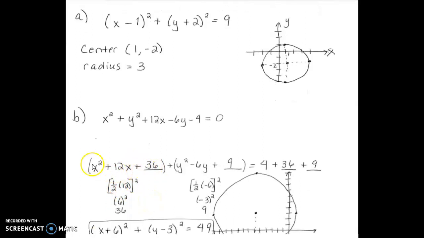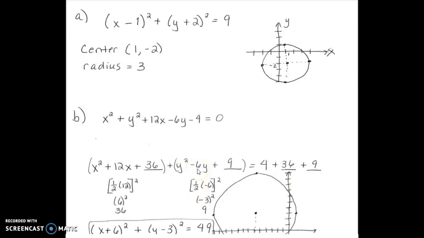So to add in the blank with the x variables, half of 12 is 6, squared is 36. So that's how I knew to add a 36 here. So if I added a 36 here, I have to balance it by adding a 36 on the other side.